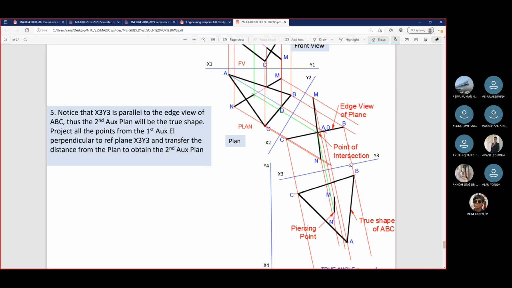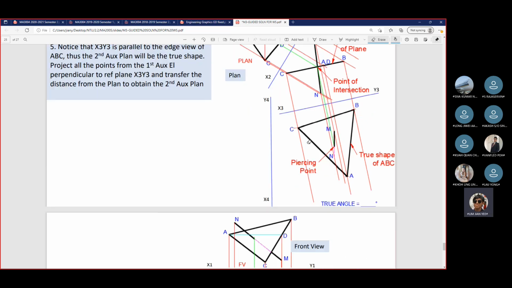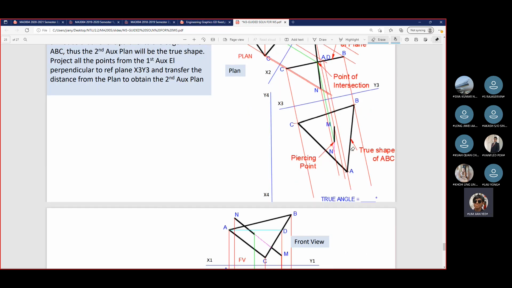Okay, A, B, C, they are all parallel with the datum, right? So once you reflect them off the datum, you will get the true shape of ABC. Yay! So the main concept I want you to grasp is that when you reflect points, like ABC, that are all parallel to the datum, they will become true. It's a very important concept to know.